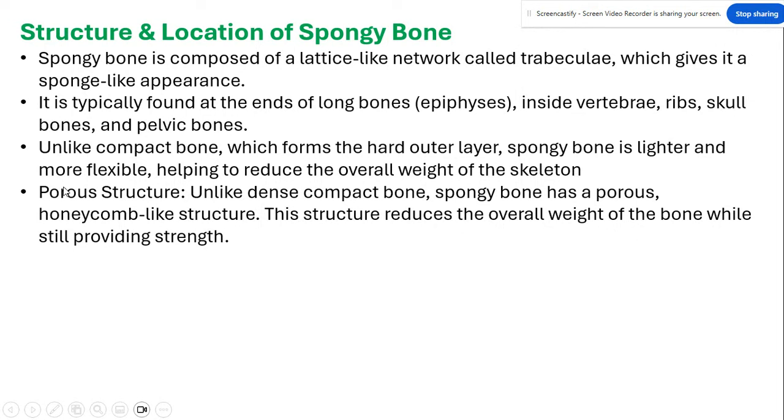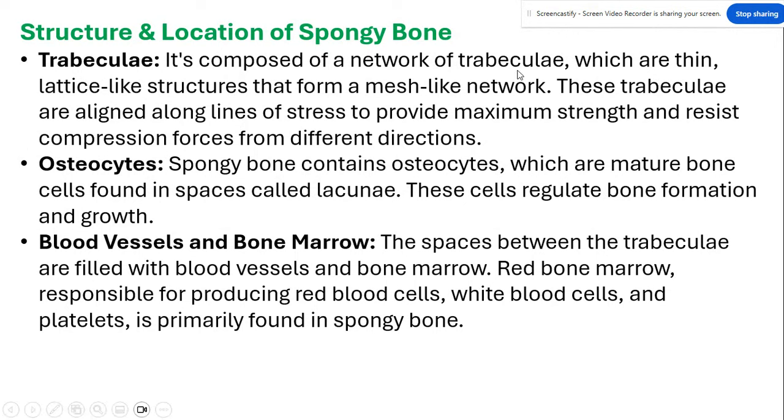weight of the skeleton. Porous structure. Unlike dense compact bone, spongy bone has a porous structure. Why? Because it has trabeculae. Trabeculae look like honeycomb, right? We just saw it. The structures reduce overall weight of bone while still providing strength. They're also used for absorbing shocks. It is composed of a network of trabeculae, which are thin lattice-like structures that form a mesh-like network.